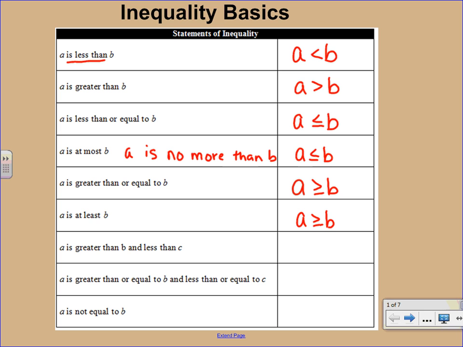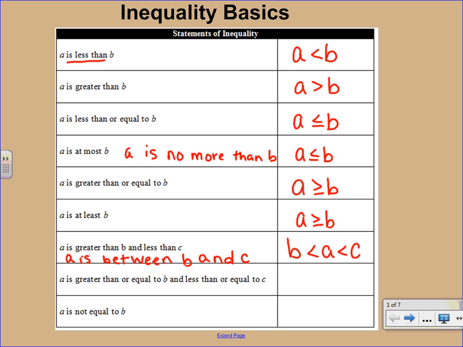This next one's a little bit tricky, and this is going to involve 3 variables here. It says A is greater than B and less than C. Another way to say that, A is between B and C. So we're going to need 2 inequality symbols for this. We're going to put it all together here. So you would start by saying B is less than A, which is less than C. So you just kind of list them in order here. That definitely says A is greater than B, but less than C.